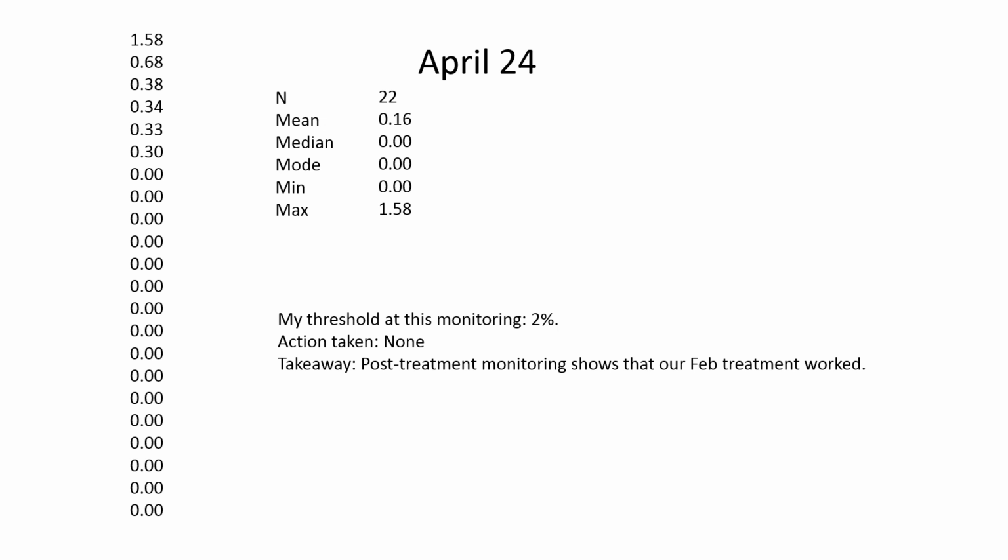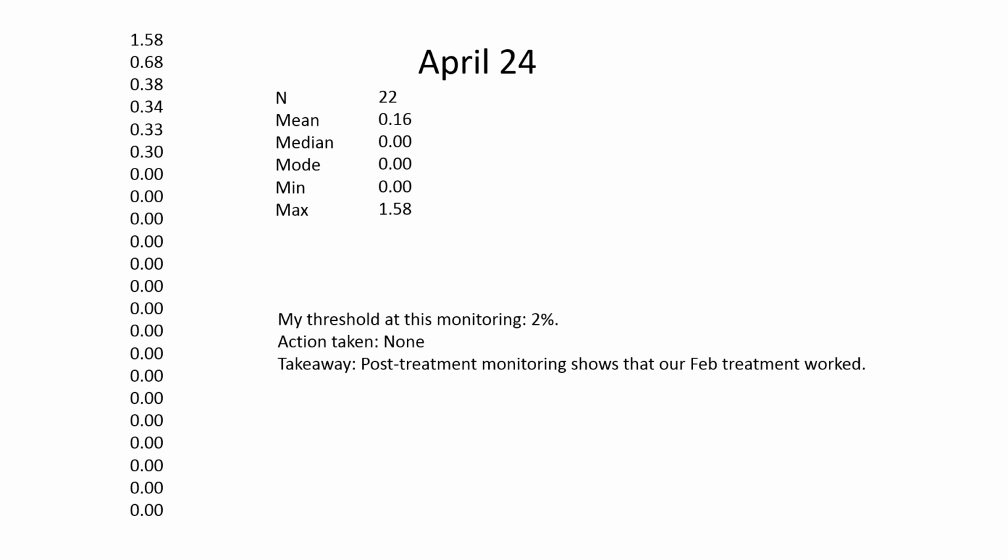And I also think of this as a post-treatment monitoring for those that received Apivar in February. Let's talk about what the stats look like. The mean was 0.16 mites per 100 bees. That's very good. The median, the number in the middle, was 0. The mode was 0, and the min was 0, and the max was 1.58. So things are looking really good at this April monitoring. So that was nice to see.